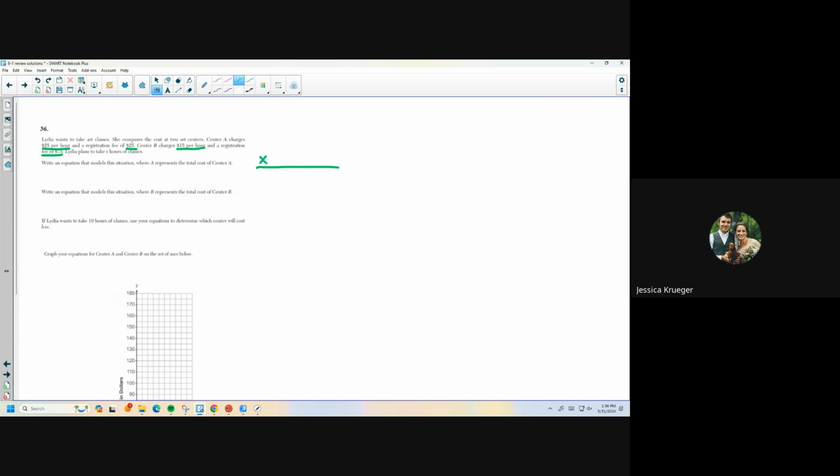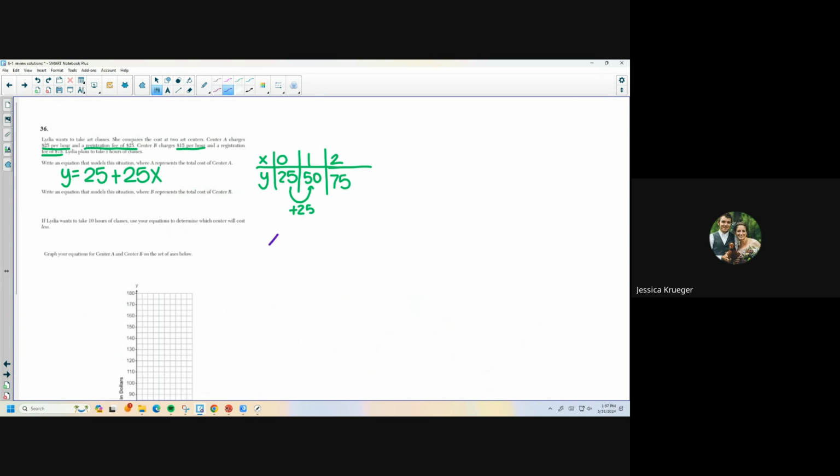When in doubt, set up a table. If Lydia does not go to center A's classes at all, she's still going to have to pay the registration fee when she signs up. But then for each class, it's going to be an additional $25 per hour. So for center A, my equation would be y equals, I'm starting at 25, and then I'm adding 25 over and over again, so it's 25 times x.